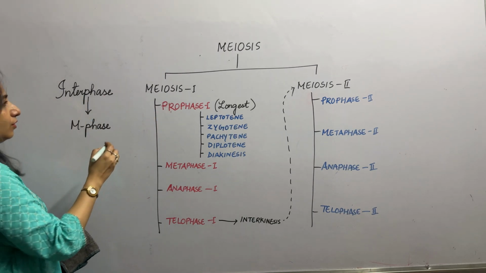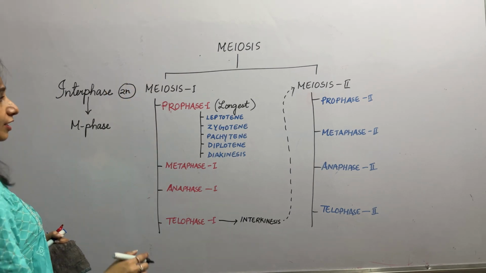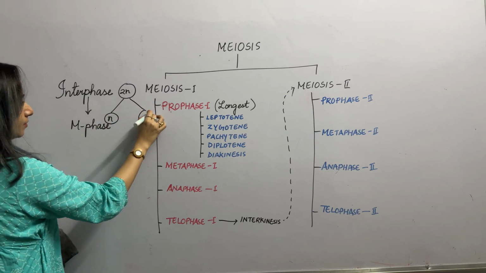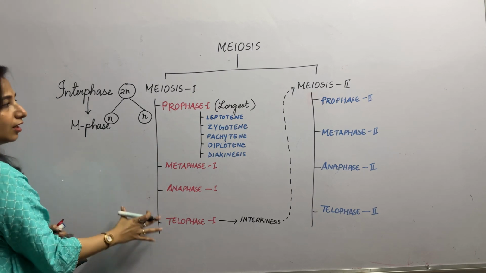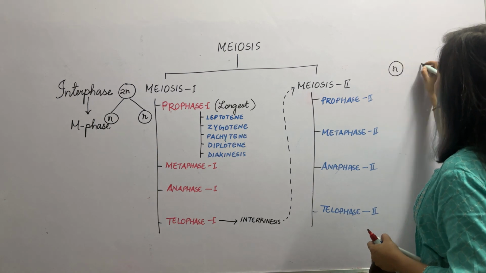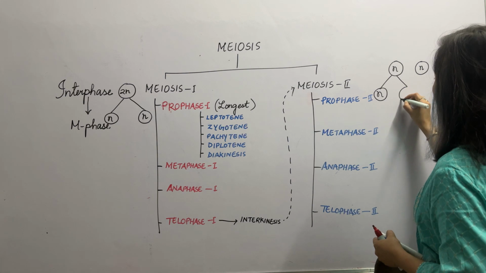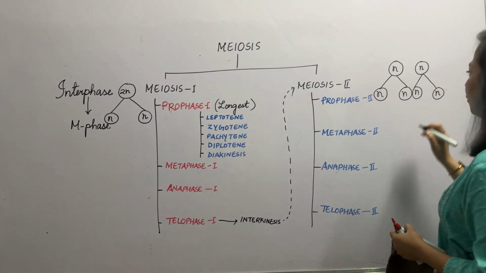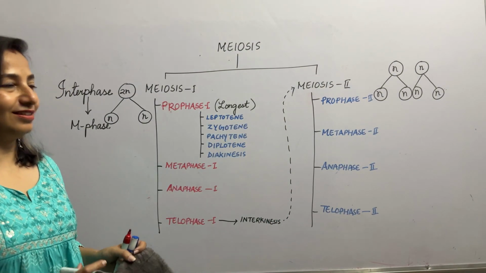Clear? So if this is the cell which is entering the M phase, at the end of meiosis 1, we get what? This. This will be the resultant of the completion of this phase. After that, what will happen? The 2 daughter cells that have been produced will further divide and produce a total of 4 daughter cells. This is what actually we are going to study in this lecture.